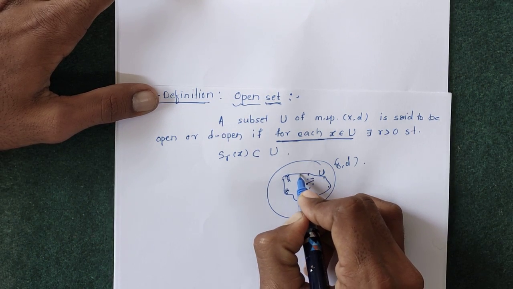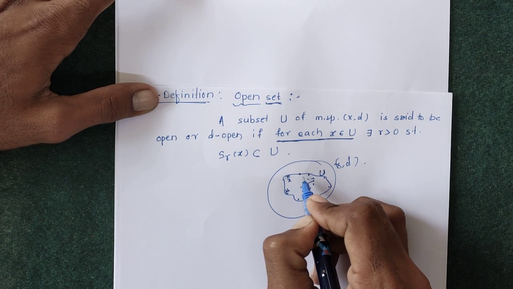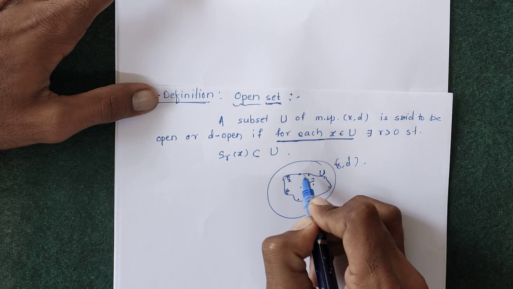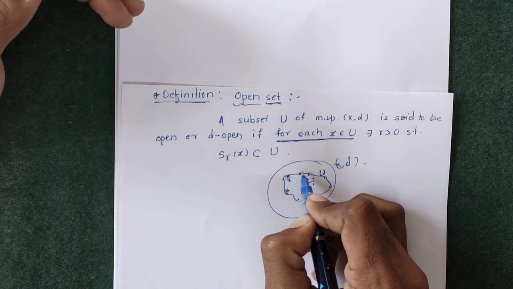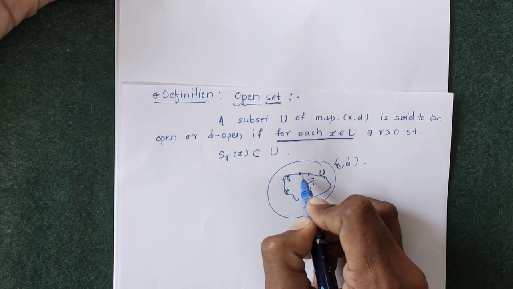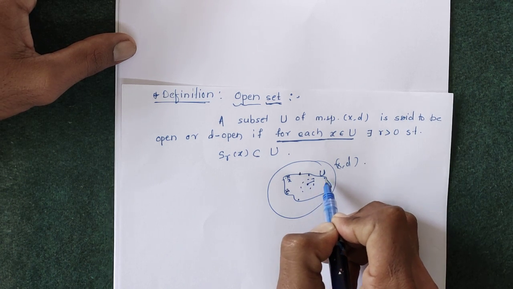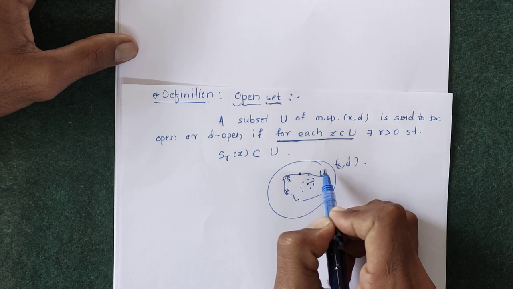So suppose we take this element on the boundary, then we cannot find any r greater than 0. Even if you take the smallest possible radius, that open sphere goes exterior to U, so this boundary point does not belong to it. If U contains its boundary point, then this U cannot be an open set.